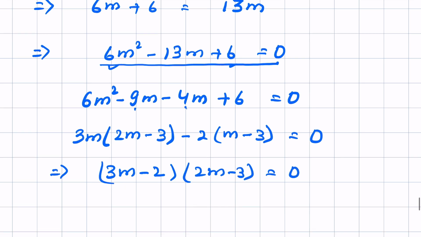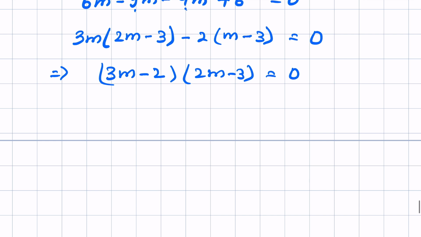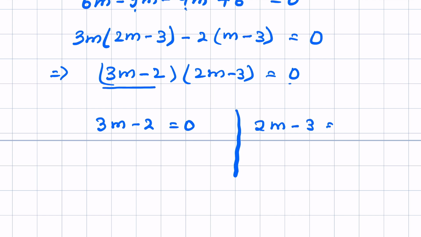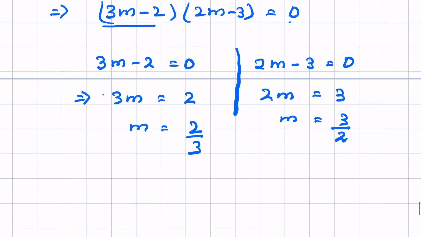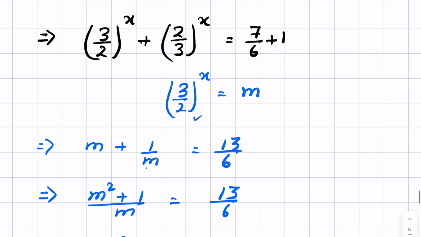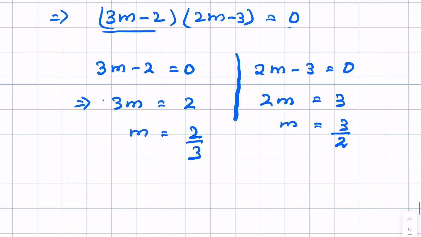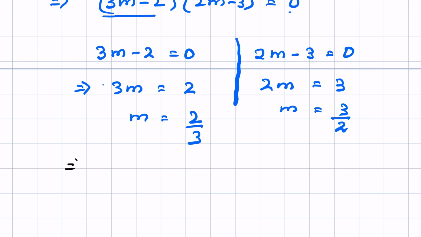Now we have two solutions here. When 3m minus 2 is equal to 0, and when 2m minus 3 is equal to 0. So 3m is equal to 2, or m is equal to 2 upon 3. 2m is equal to 3 and m is equal to 3 upon 2. Now we have assumed m as (3 upon 2)^x. So let's substitute the value.